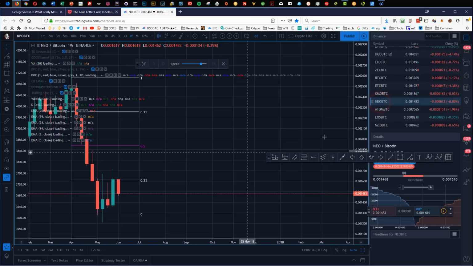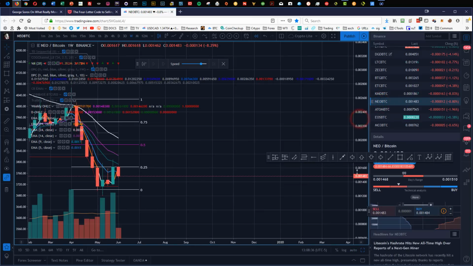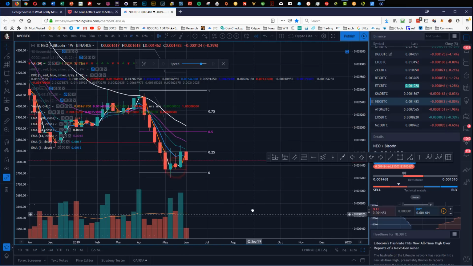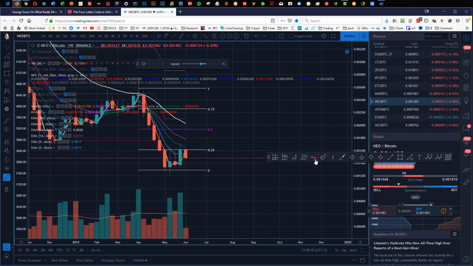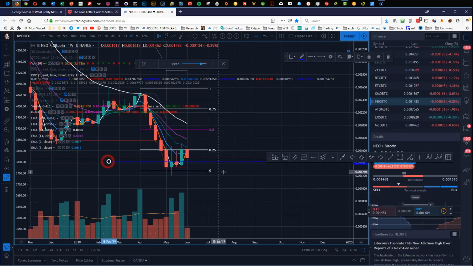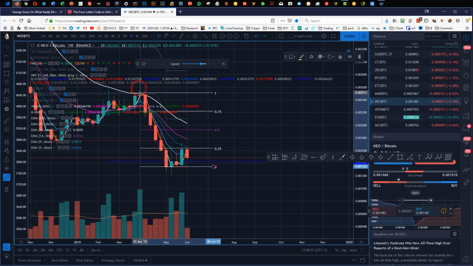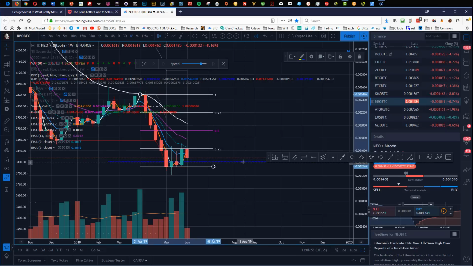NEO. All right, this one's having an interesting pullback. So you might have another opportunity here to enter NEO. So if we take this, and this is not exactly using this, so let's use this. Start of the impulse move right here. Take the middle.